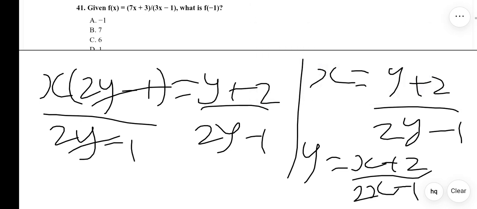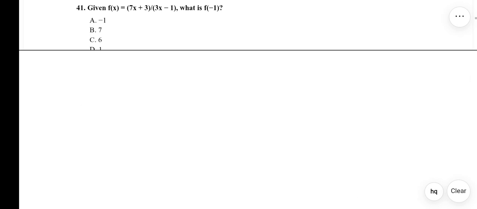So moving to question number 41, I was asked to find f of minus 1. F of s is this. So I will change my s with minus 1. Then I will change my input. So this is just it. My f of minus 1, anywhere I see my x, I'll change it with minus 1.